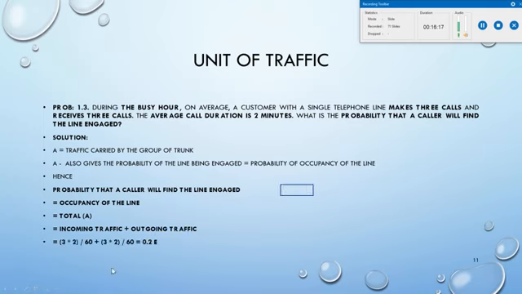For incoming traffic, the line receives three calls, and the average holding time for the incoming call is 2 minutes, and the capital T, the time period during which it is observed, is 60 minutes, plus the outgoing calls. There can be three outgoing calls, and the average holding time is 2 minutes. So 3 into 2 divided by 60 minutes turns out to be 0.2 Erlang. So 0.2 is the probability that a line will be engaged when a caller makes a call to that line.